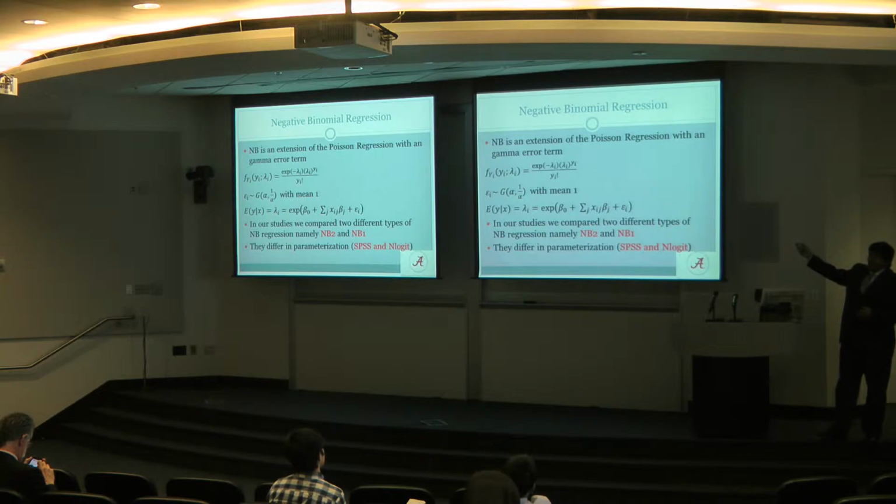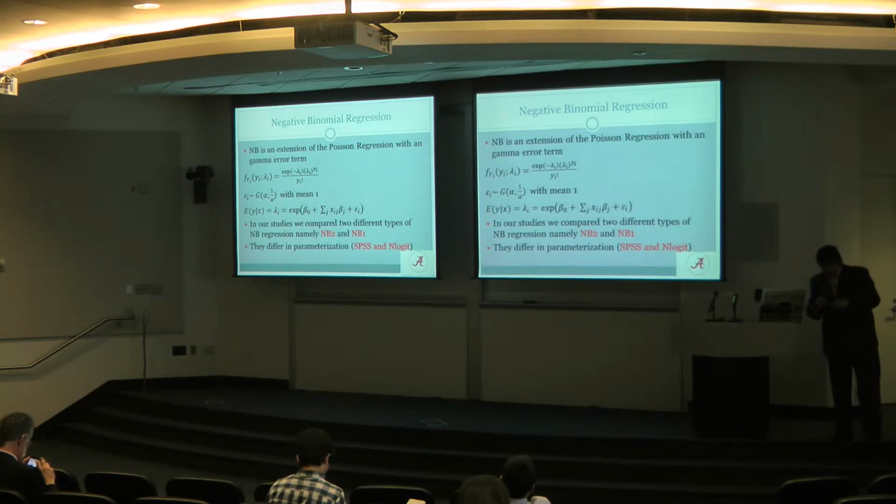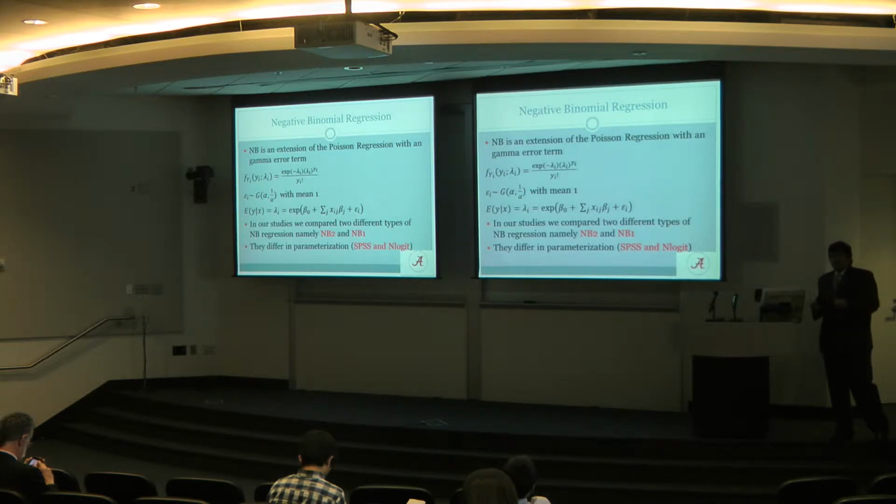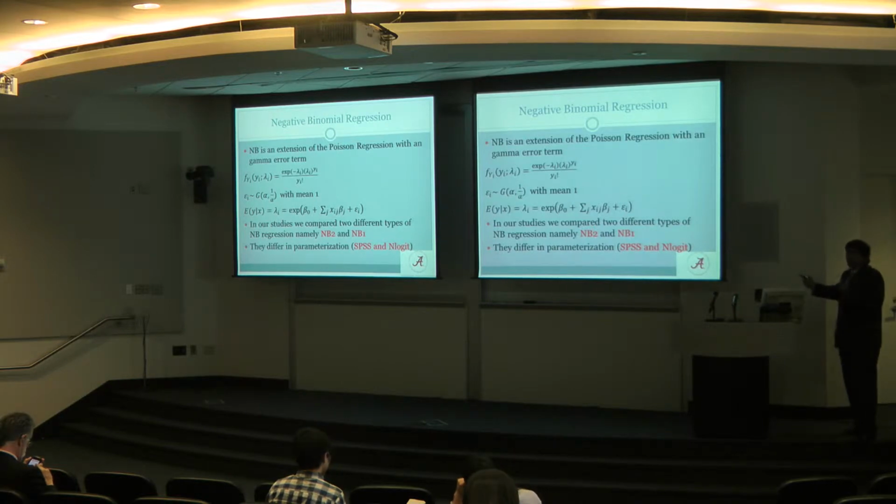So if you see the first equation, f of y_i given lambda_i, that is just the PDF of the Poisson distribution. It says that for a particular site i, the expected number of crashes follows a Poisson distribution with mean lambda_i, and the second equation says that it has a gamma heterogeneity, where epsilon is the heterogeneity, which follows a gamma distribution with mean 1.